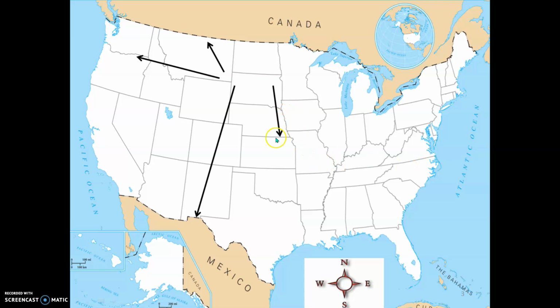What are these arrows pointing at? They're pointing at these lines between the United States and Canada and Mexico, and they're also pointing at lines in between different states. Do you know what we call these lines? We call them a border. A border is where two or more countries or states touch each other.